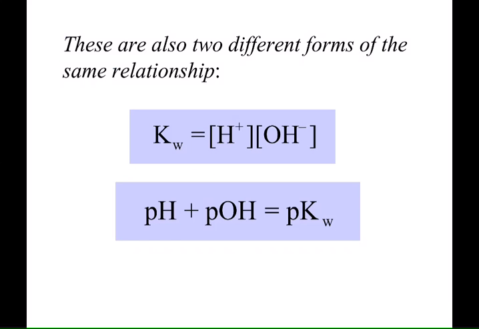So we have the KW, which is the relationship in dilute solutions, neutral or at least dilute acidic or basic. The molar concentration of the hydrogen ion times the hydroxide ion is going to be that 1.008 times 10 to the minus 14. Okay, that's KW. Also, and you can convince yourself if you want to, for any water solution, the pH plus the pOH will be equal to the pKW.